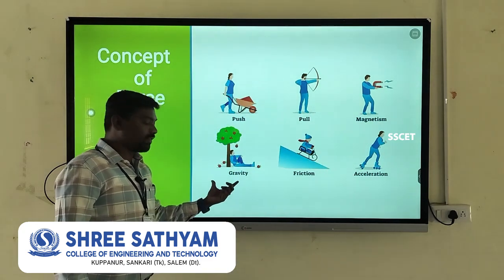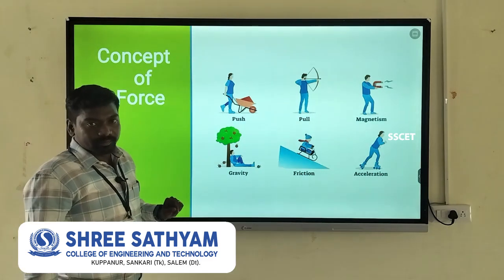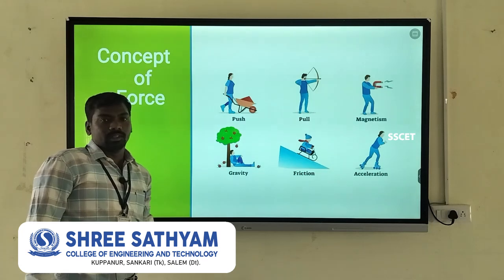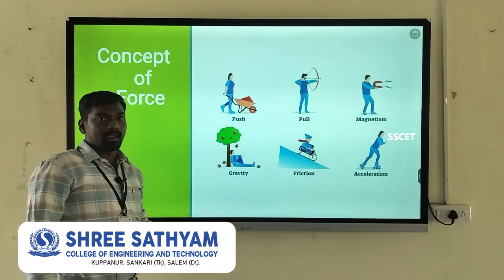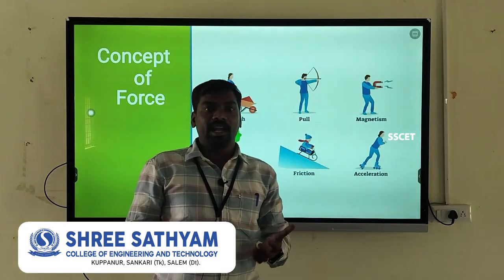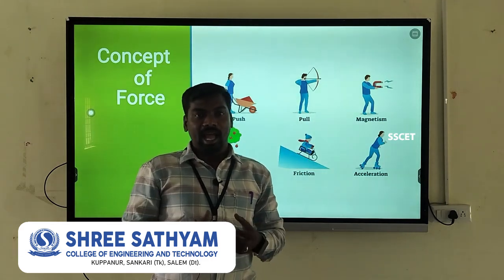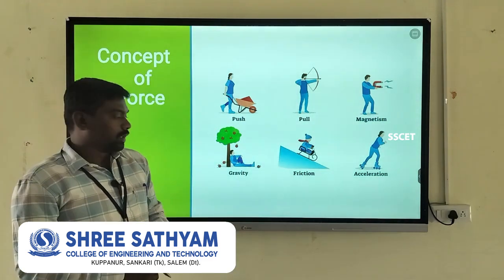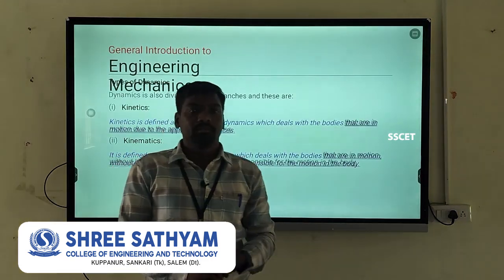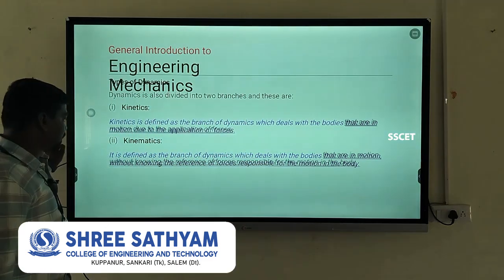Next one, gravitational force. See the image. The man is sitting under the tree. Look at the apple. The apple falls down to the ground. How does it happen? Because of the gravitational force. The earth has gravitational force. There are 9 planets in the solar system, and the 9 planets have gravitational force. So what is the numerical value of gravitational force on the earth? 9.81 meter per second square. This is the value of the earth's gravitational force.